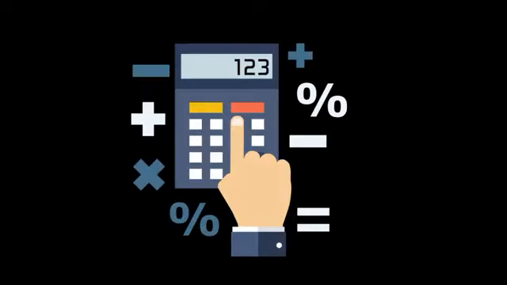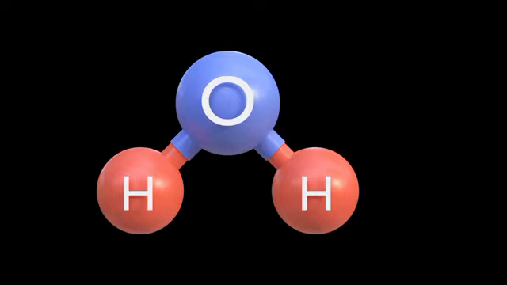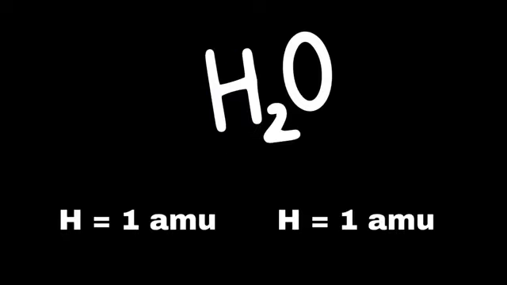Molar mass is the mass of 1 mole of a substance, expressed in grams per mole. It is calculated by adding the atomic masses of all the atoms in a molecule. For example, the molar mass of water is approximately 18 grams per mole, calculated by adding the masses of 2 hydrogen atoms, 1 gram per mole each, and 1 oxygen atom, 16 grams per mole.